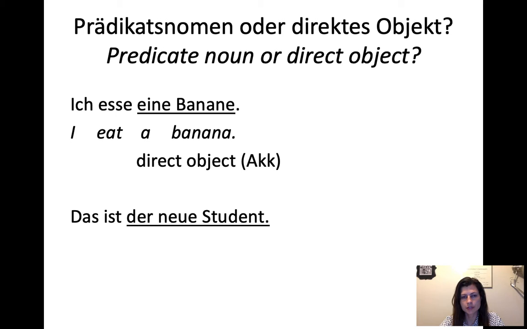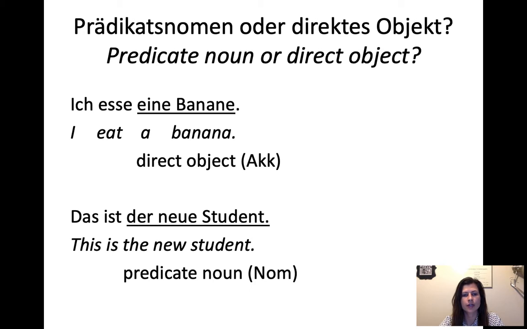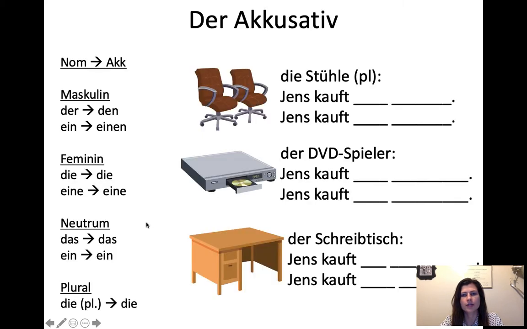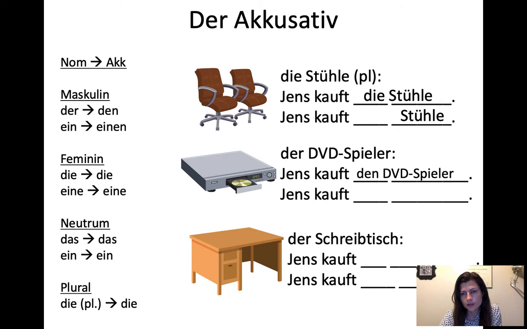Das ist der neue Student. Now the verb is to be, so that is a huge indicator that we're actually dealing with a predicate noun here, not with a direct object, and it's going to be the nominative, der neue Student, because it's masculine. If this were in the accusative, it would be den, not der. Okay, and then we can remember a few of these examples. Jens kauft die Stühle, Jens buys the chairs, or maybe leave off the article in the plural, Jens kauft Stühle. But then if we want to do a singular masculine, we need to do Jens kauft den DVD-Spieler, Jens kauft einen DVD-Spieler, or der Schreibtisch, Jens kauft den Schreibtisch, Jens kauft einen Schreibtisch.